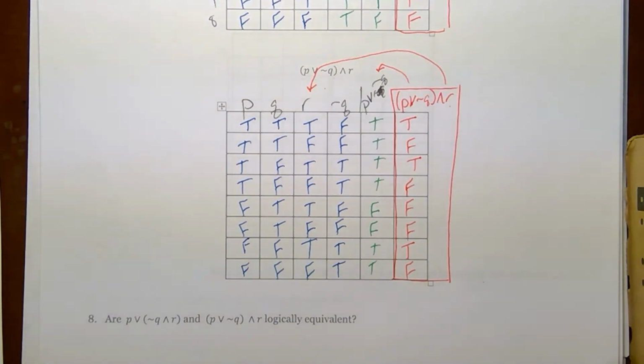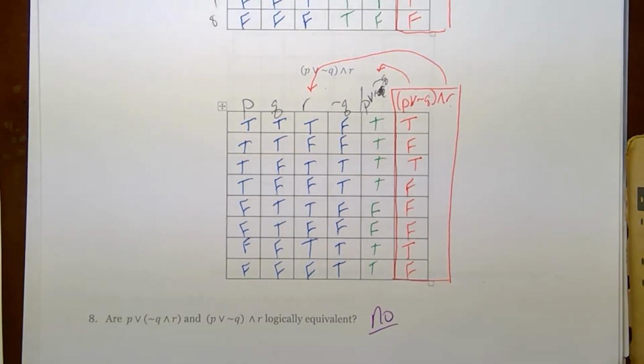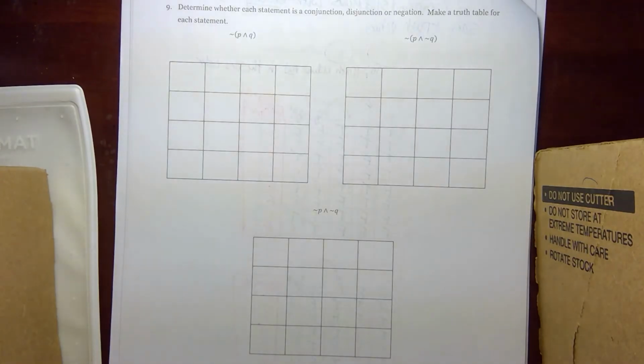Well, hopefully the quick answer is no, they're not. They do not have the same truth values in the same order. Okay, so for number 9 on the next page, we have 3 different truth tables. They're a little smaller. There's only 4 cases because there's only 2 statements in each. It says to determine whether each statement is a conjunction, disjunction, or negation, and then make the truth table.